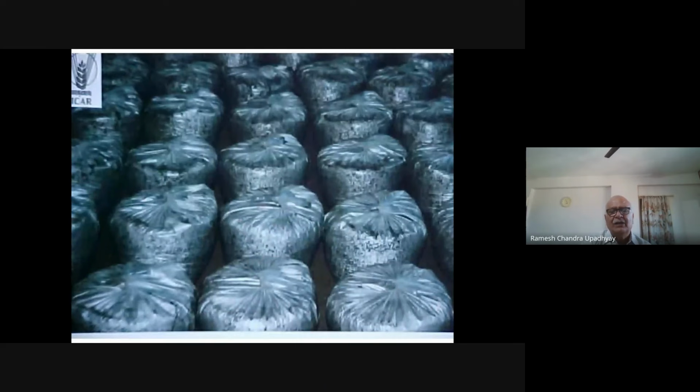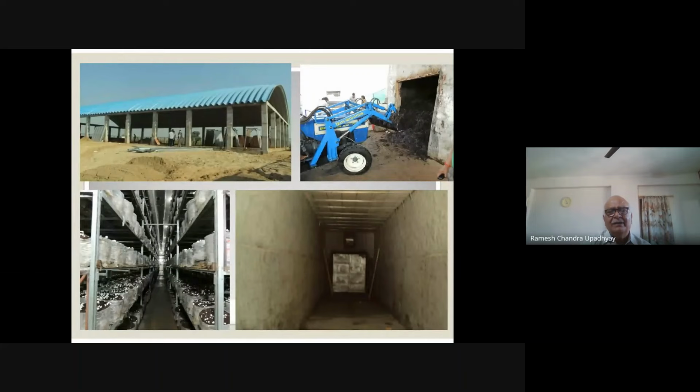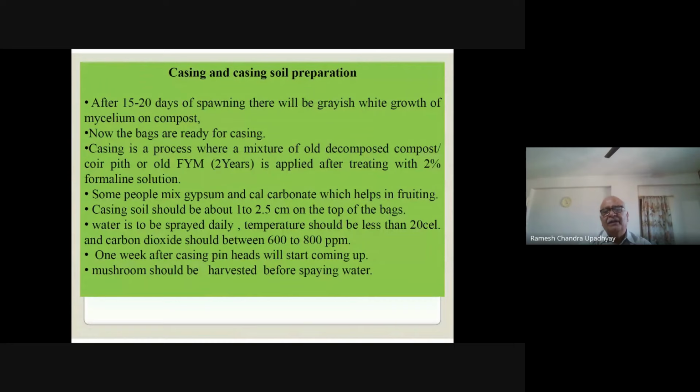So yeah, after spawning, you keep these bags. In these bags, compost plus spawn is added, and they are closed. And now they will be kept in cropping rooms. Next one. Next one. Yeah, in the cropping rooms, what will happen? After 15 to 20 days, there will be complete whitish growth of mycelium on the compost. That means your compost is ready for the next phase. That is, the next phase is casing.